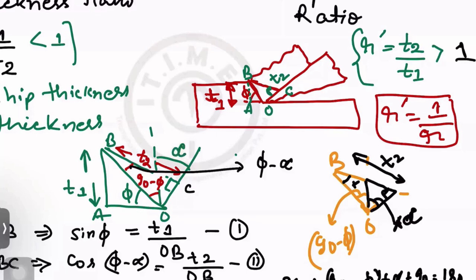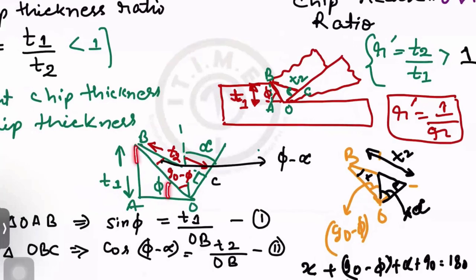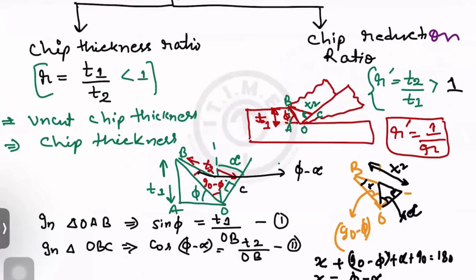Now, if you consider sine phi over this one, what is sine phi? In triangle OAB, sine phi is perpendicular divided by hypotenuse. Hypotenuse means the OB value. So t1 divided by hypotenuse OB. So from here, you get sine phi equal to t1 by OB.